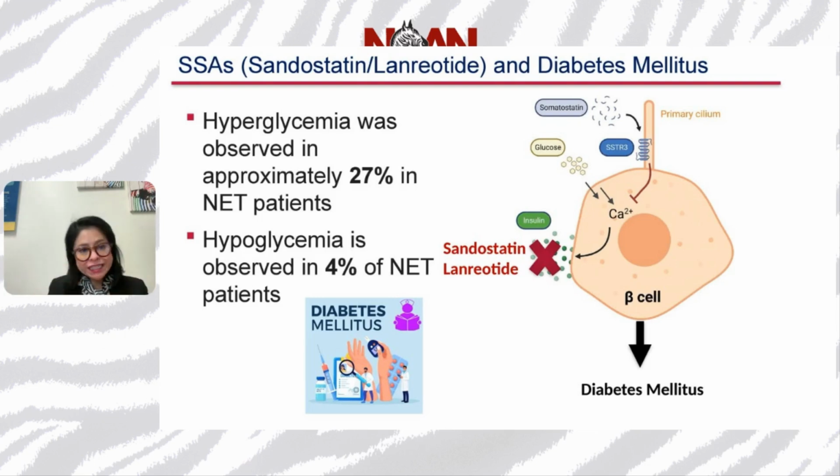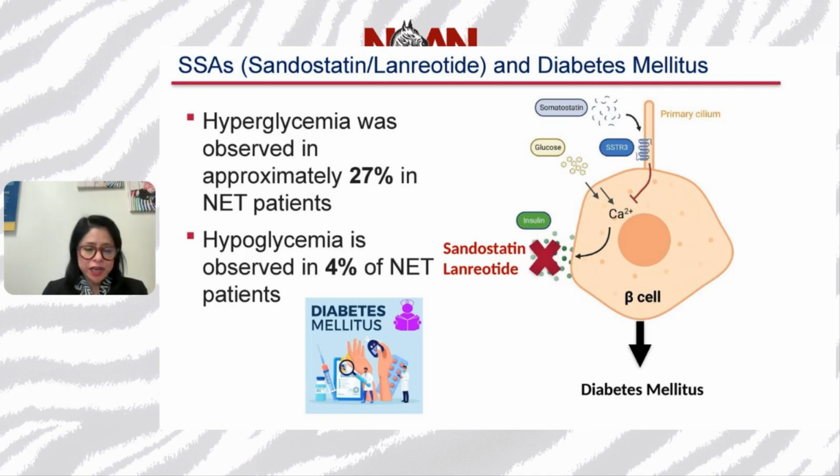Whenever we eat, our glucose goes high, and that's when the pancreas secretes insulin in order to lower the glucose. But if you don't have enough, the glucose will be persistently high. High glucose is observed in about 27% of patients that are using these medications, either Sandostatin or lanreotide. As I said, it's also a very good medication for patients with insulinoma that produce excess insulin.